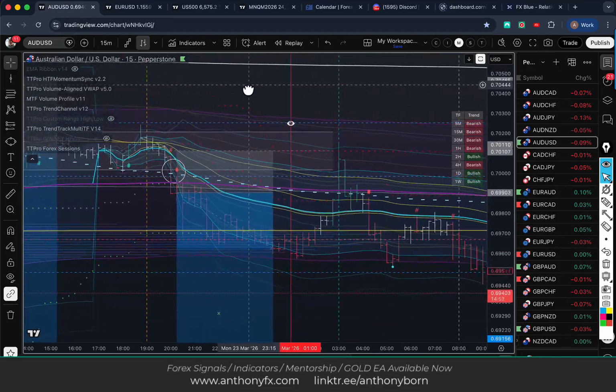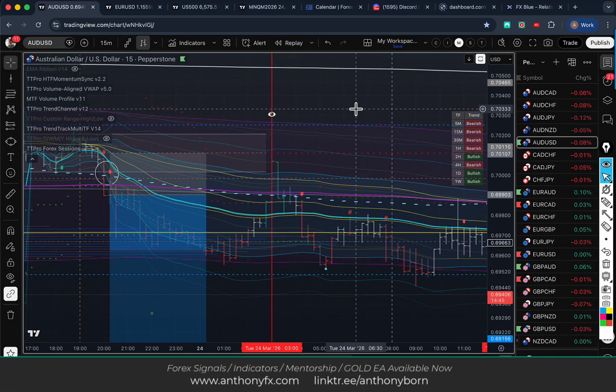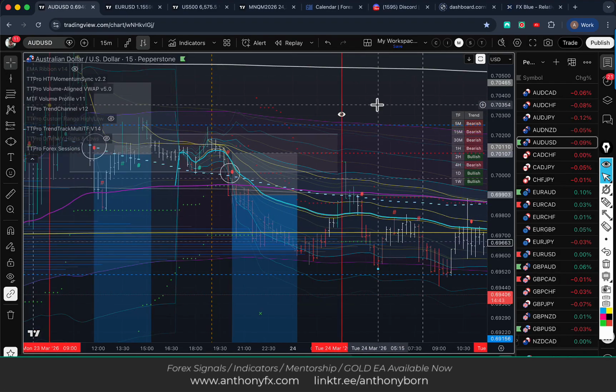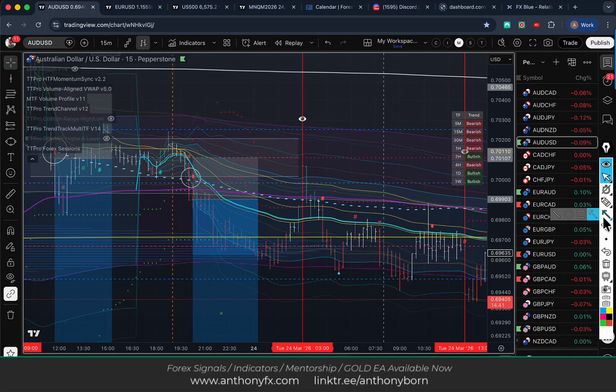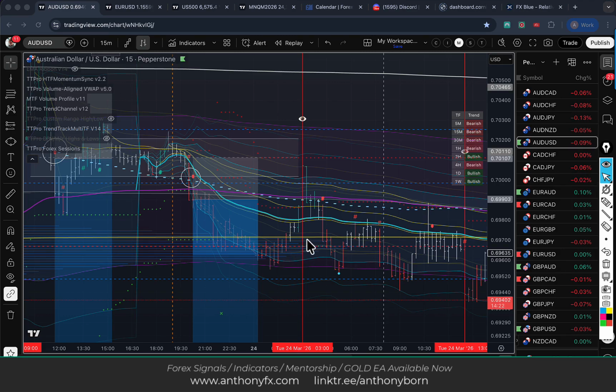So the other eyeball we had, precisely, is here on the pullback on that 4 hour. So we're looking for that 4 hour pullback, right? Always keep in mind that the higher time frame is doing that, and we want to get involved on that rotation. The higher time frame is trending down, really clearly trending down on a 45-degree angle. So this is exactly what we're looking for.